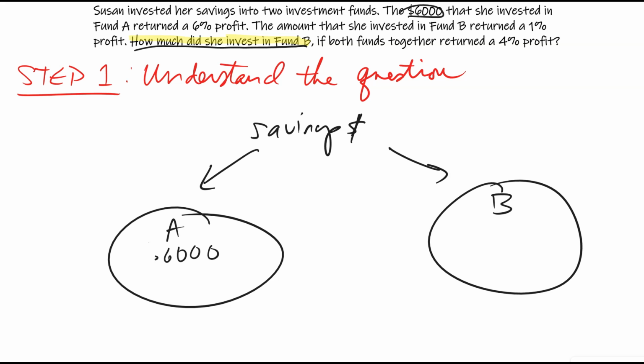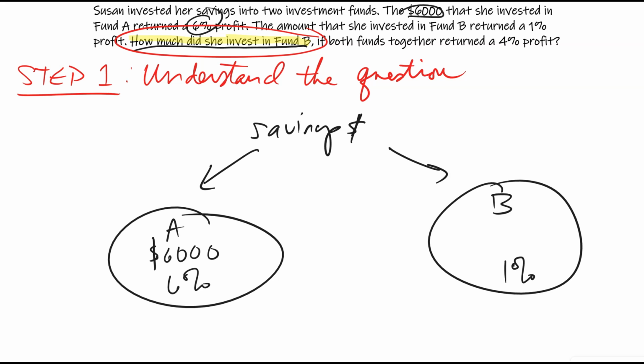And again, forget my handwriting. I'm writing on a screen here. Not always my best writing. At 6% profit. We know that Fund B has a 1% profit. We don't know how much money she puts in Fund B, and in fact, that's precisely what we're supposed to figure out. How much does she invest in Fund B?